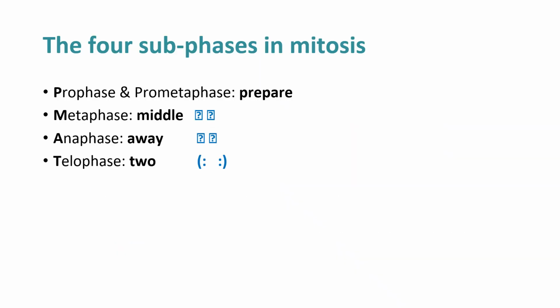Okay, so here's an easy way to remember the subphases. P in prophase and prometaphase stands for prepare, since the cells are getting ready during this time. And then M, metaphase, middle, right? They're all aligned in the middle in that metaphase plate. A in anaphase stands for away. So this is when the sister chromatids are being pulled away from each other. And then finally in telophase, T for two, because this is during that phase where the two daughter cells are formed.